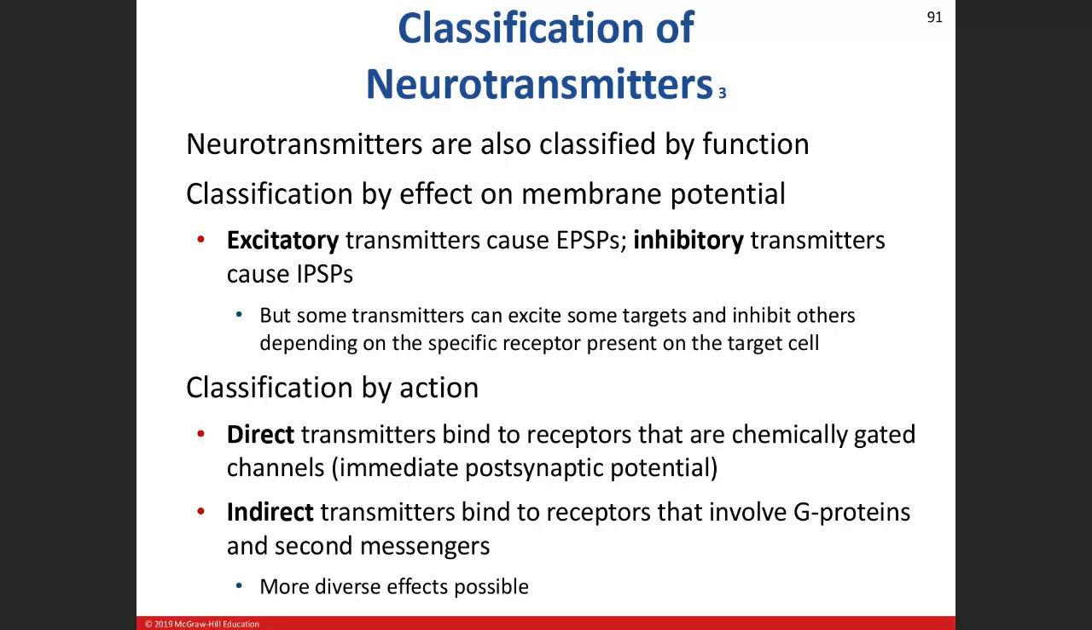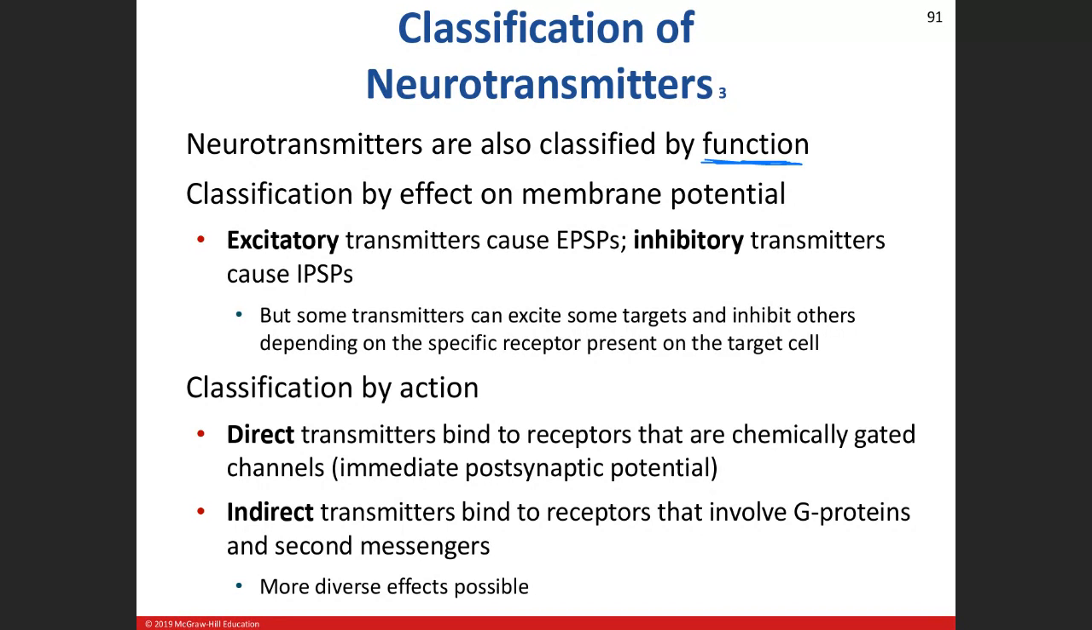Chapter 12. I'm sure most of you are going to be excited to be finishing up this chapter. All right. So the last part that we're going to be talking about, we started talking about the different classifications of the neurotransmitters. And now we're going to finish up with just a couple more things on neurotransmitters, and then we're going to talk about this concept of neuromodulation.